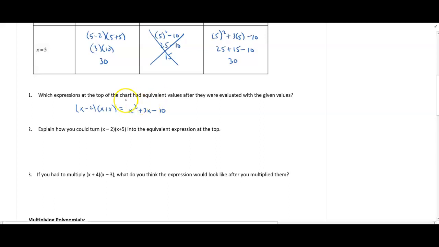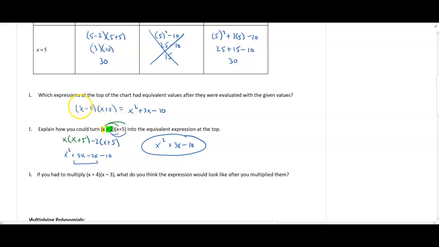Well, what we're basically doing is we're going to take this first term out and distribute it to the second binomial. So we're going to do x times x plus 5. Then we're going to take the negative 2 and distribute it to the x plus 5. So minus 2 times x plus 5. So right away that would give me x squared plus 5x. Then negative 2 times x is minus 2x. Negative 2 times 5 is minus 10. And when I combine these middle terms, x squared plus 3x minus 10.